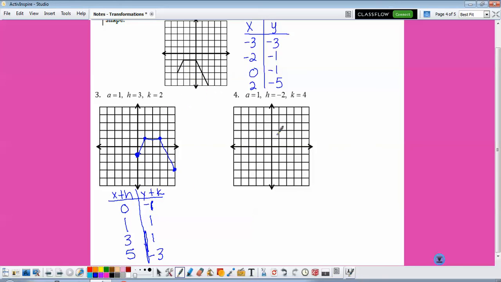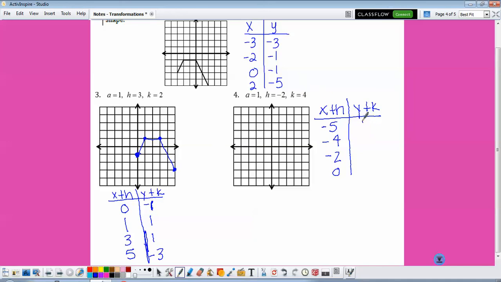So let's try it again with number 4. We're going to add H to all the x's and K to all the y's. So -3 and -2 is -5. -2 and -2 is -4. 0 and -2 is -2. And 2 and -2 is 0.